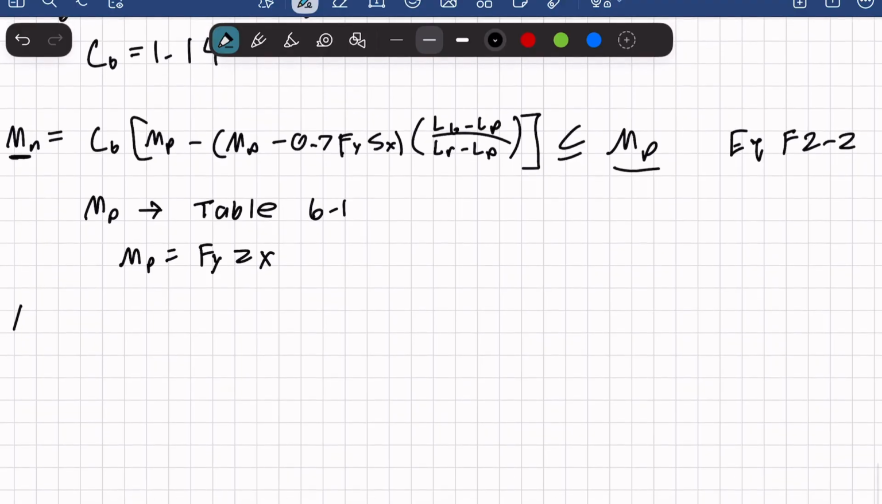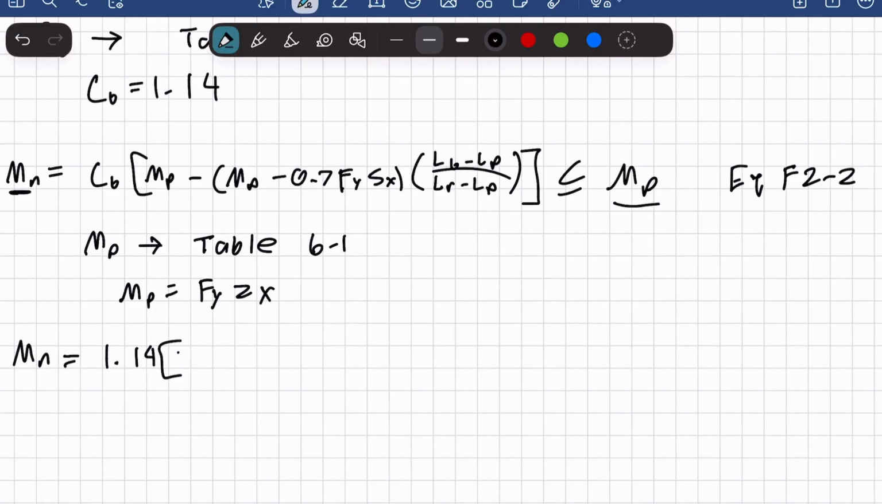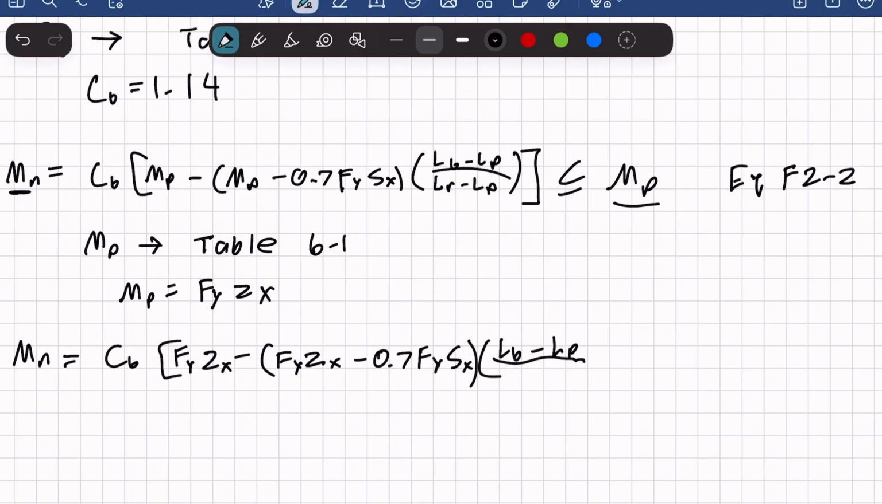So Mn is going to be equal to 1.14 times Fy times Zx, right? So now what we can do is say, well, actually, let's break this apart first a little bit more. Cb times quantity Fy Zx minus quantity Fy Zx minus 0.7 Fy Sx, times Lb minus Lp, divided by the quantity Lr minus Lp.